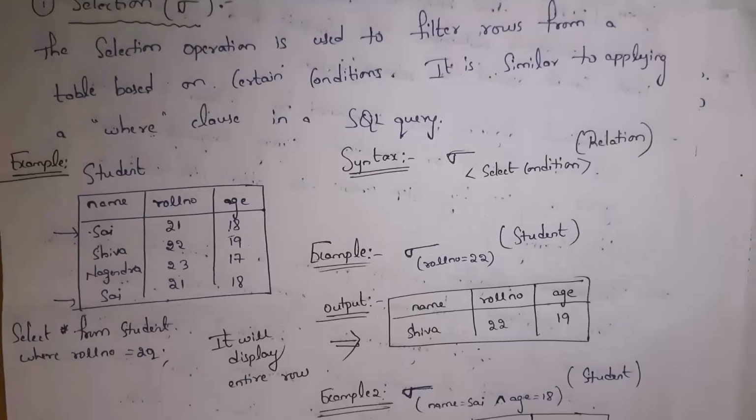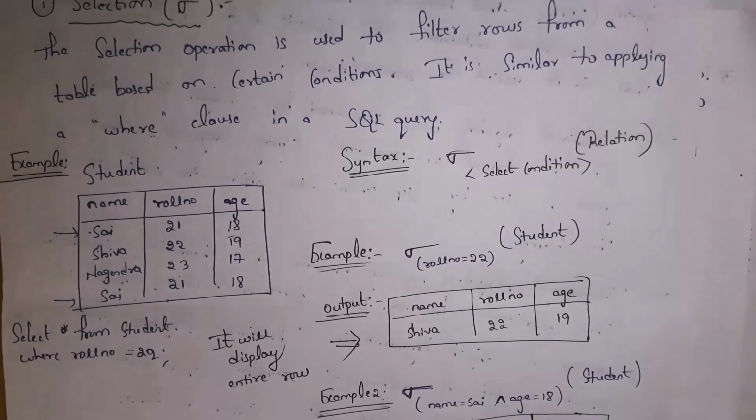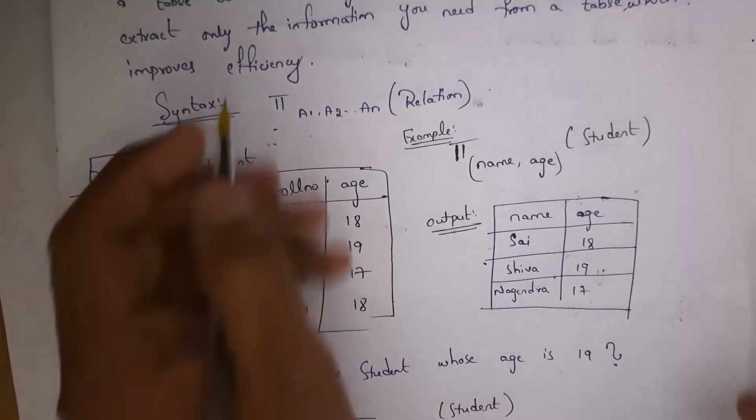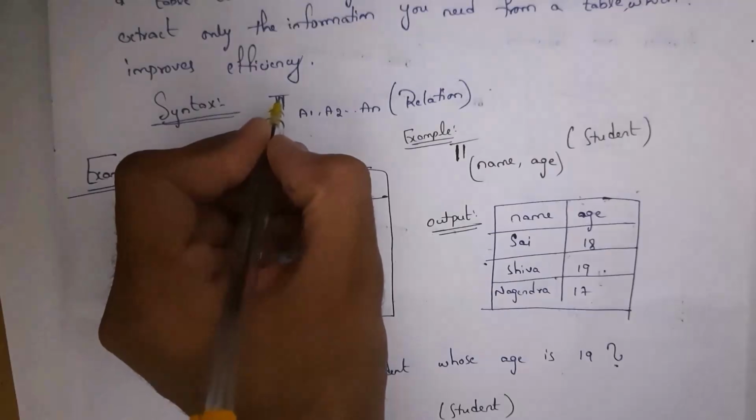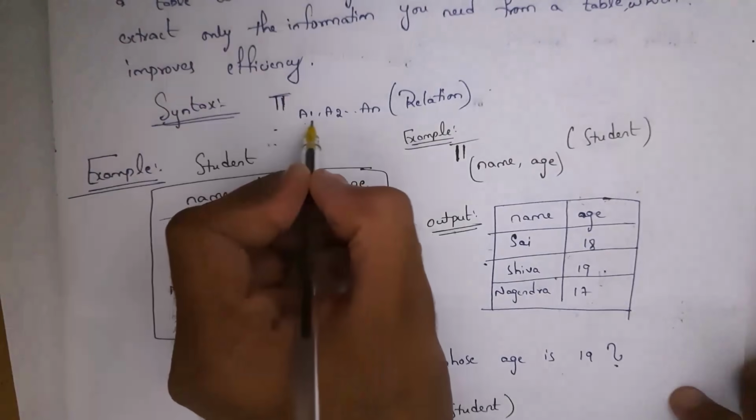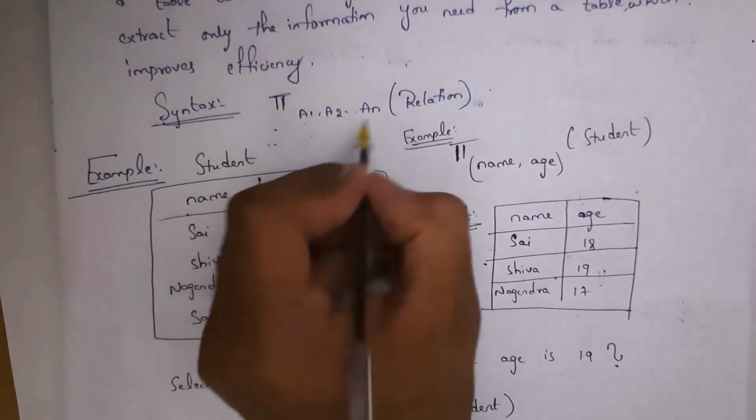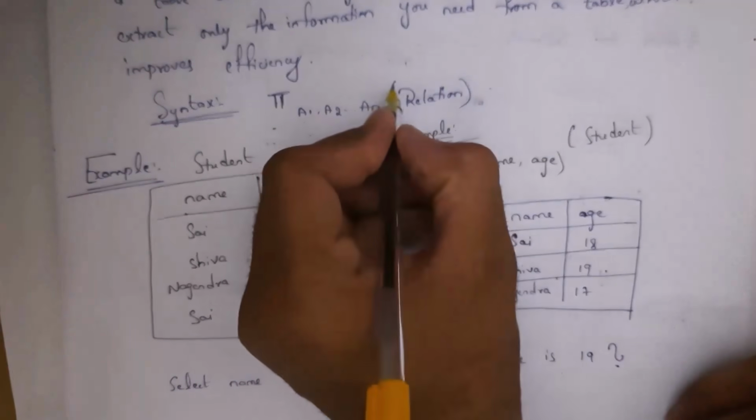I already said before, selection operation can't display a single column. It will display complete columns. If you want only a single column as output, then you need to use projection operation. This is the syntax. You need to write pi at first. Here you need to give column names. However many columns you want, that many column names you need to write below this pi. After that you need to write the table name.